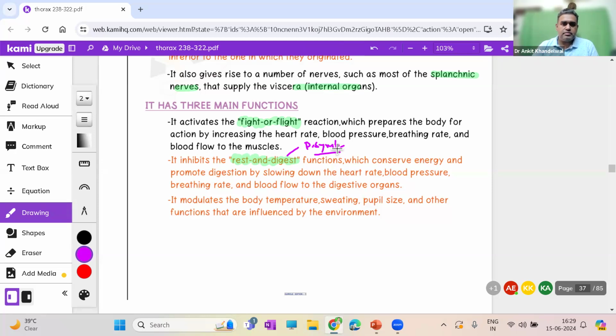It modulates the body temperature, sweating, pupil size, obviously. Sweating why? Because sweat glands are innervated by the sympathetic. Okay, sweat glands regulate the body temperature. Pupil size, if you have to look at something, so we look at the mydriasis, you have to open the pupil. That is again a function of sympathetic. So these things do remember of sympathetic.